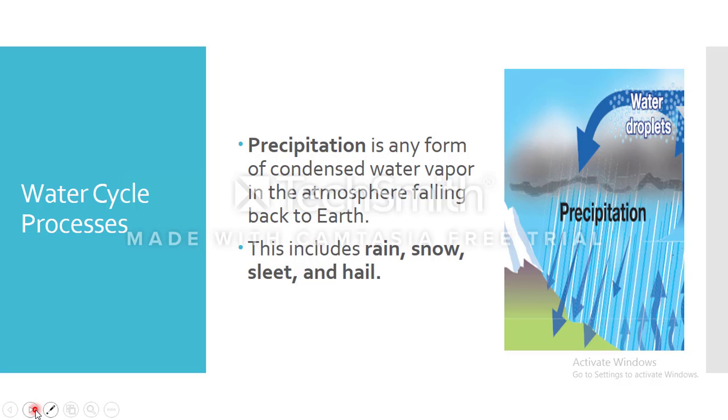Precipitation. It is any form of condensed water vapor in the atmosphere falling back to Earth. This includes rain, snow, sleet, and hail. We sure don't see much snow or sleet down here in Miami, but in the summertime we get a lot of rain. Precipitation is the way that water moves from the sky to the ground. This is caused by gravity.